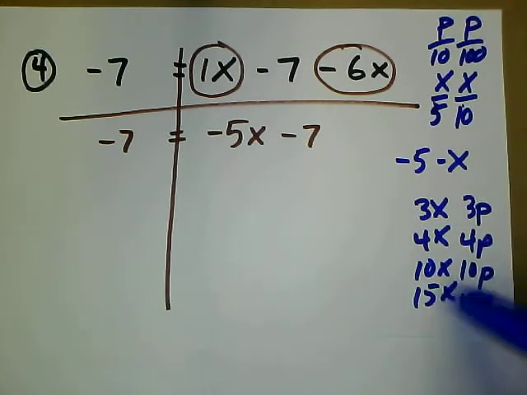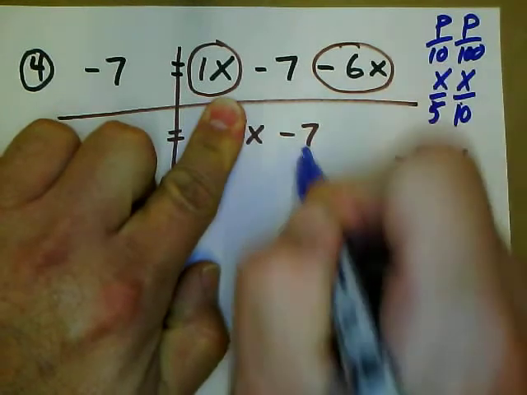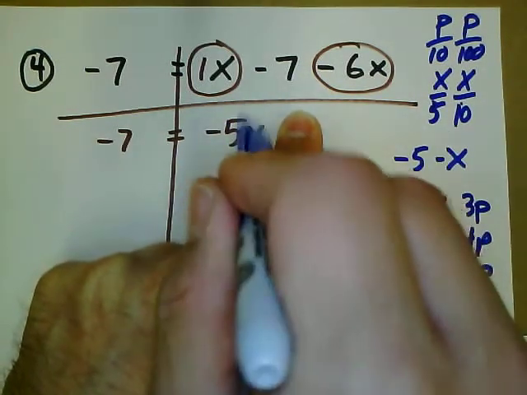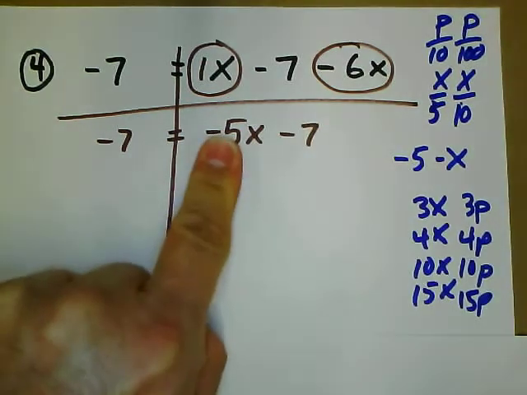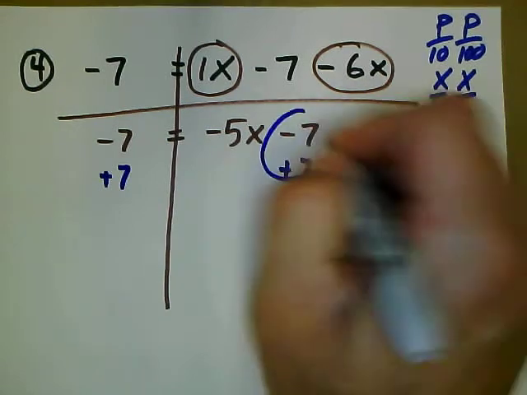These are multiplication. So we're looking for what's added or subtracted to the variable. If I cover that up, that's x minus 7. That's what I'm looking for. If I cover up the minus 7, I'm looking at negative 5 times x. Well, times is the very last thing that we do. So we are going to add 7 to both sides.